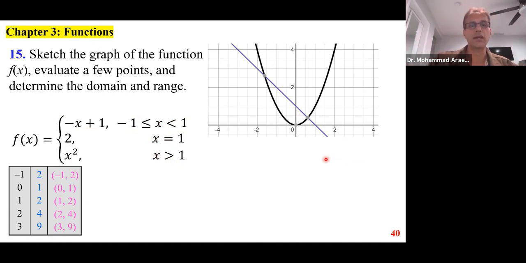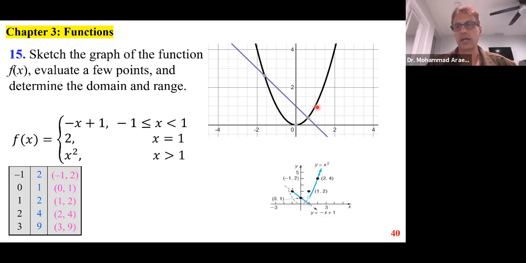So this line is restricted from -1 to 1. At -1, we have a dot, and at 1 we have a hole. Then x squared, this is x squared, and we can only start from 1 and have a hole there, okay? We also have at x equals 1, we have 2. So let's graph and see what happens.